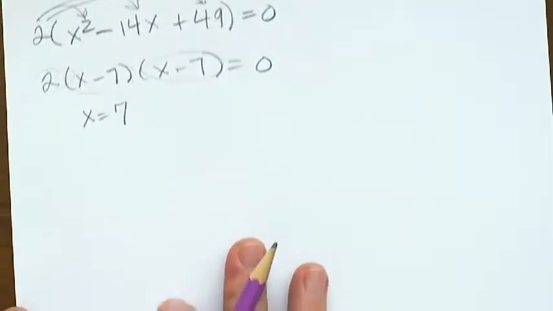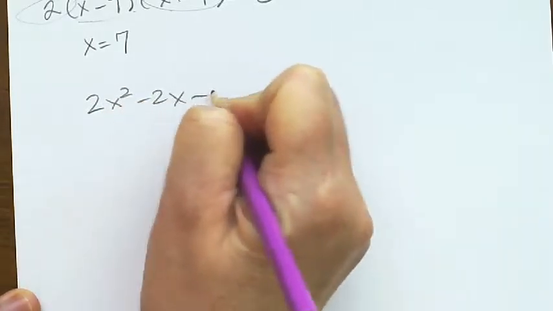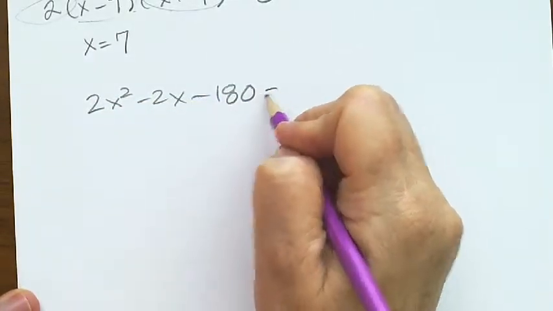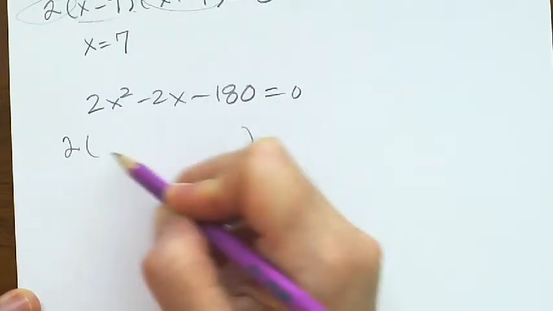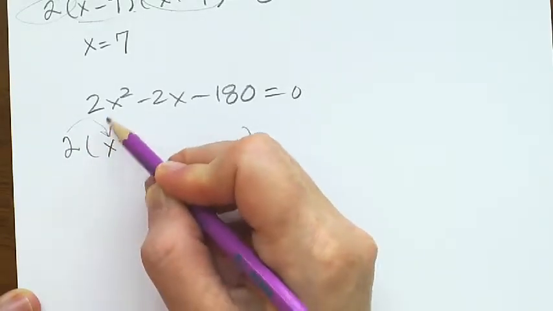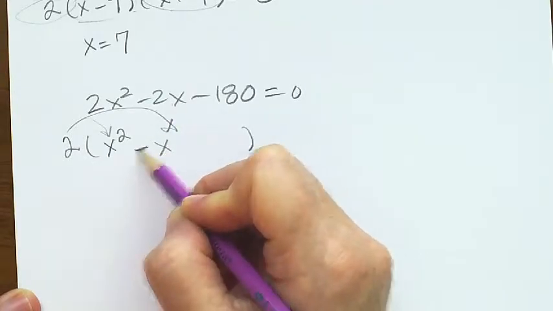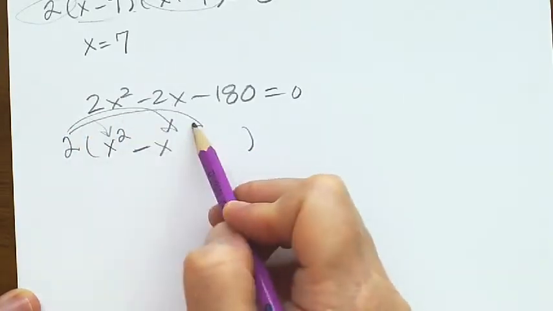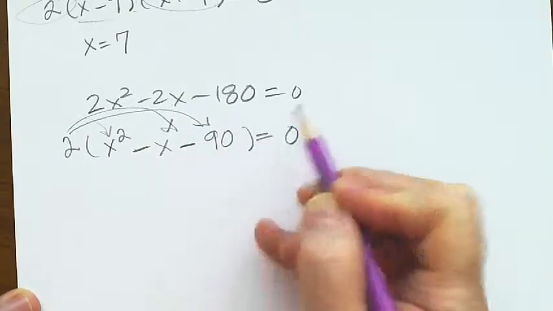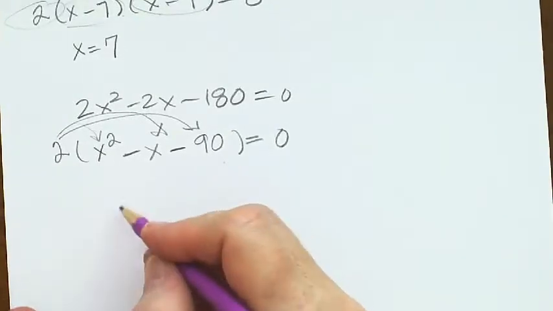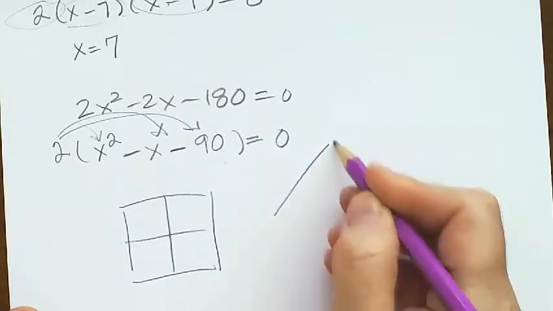The next example that pops up is 2x squared minus 2x minus 180. Again, I've got a common factor. I'm going to divide everything by 2, which would give me 2 times x squared is 2x squared. 2 times x is 2x, and that 2 is negative, or you can just think of it as a minus sign. And 2 times 90 is 180. Now here, I'm going to factor x squared minus x minus 90 using area diamond.